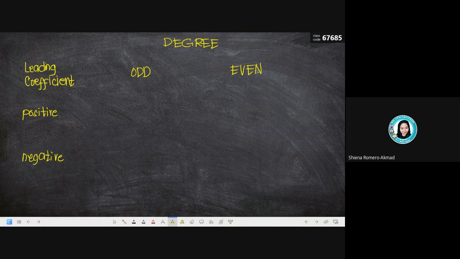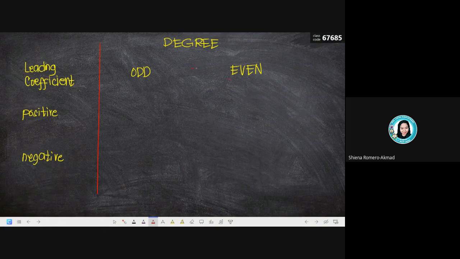Actually, itong ginagawa ko is a table para mas maintindihan ninyo. Huwag niyong makalimutan yung lesson natin. Okay, so para kapag kayo na yung nagsasagot, di kayo mahirapan. Hindi nyo agad makalimutan, ibig kong sabihin.